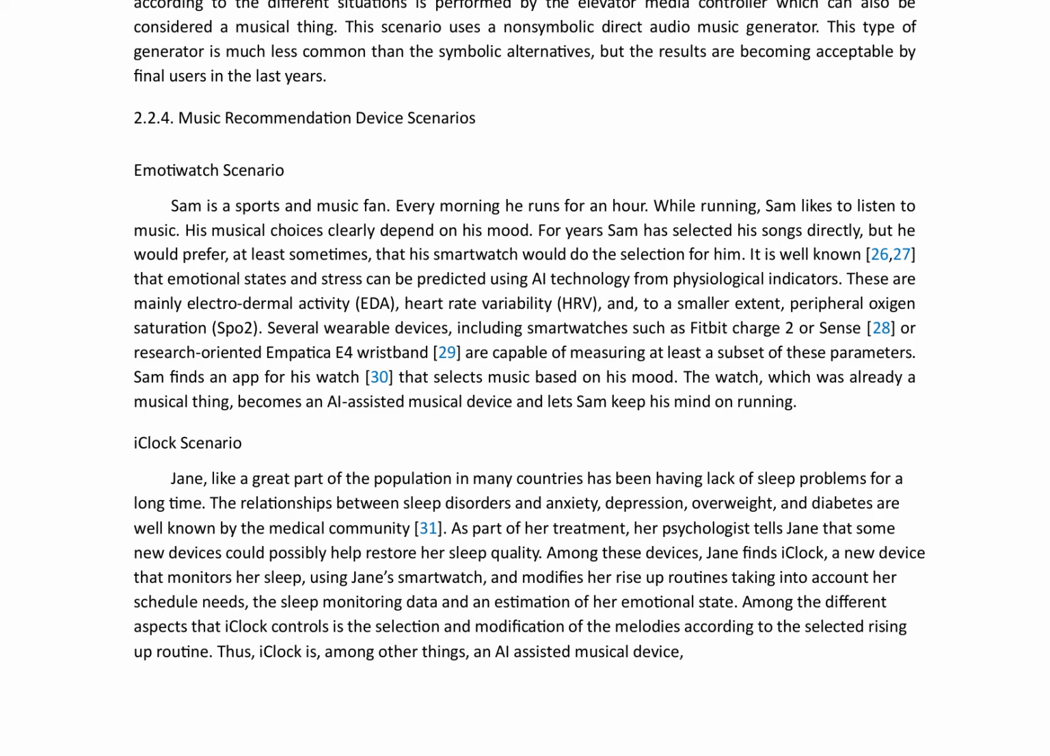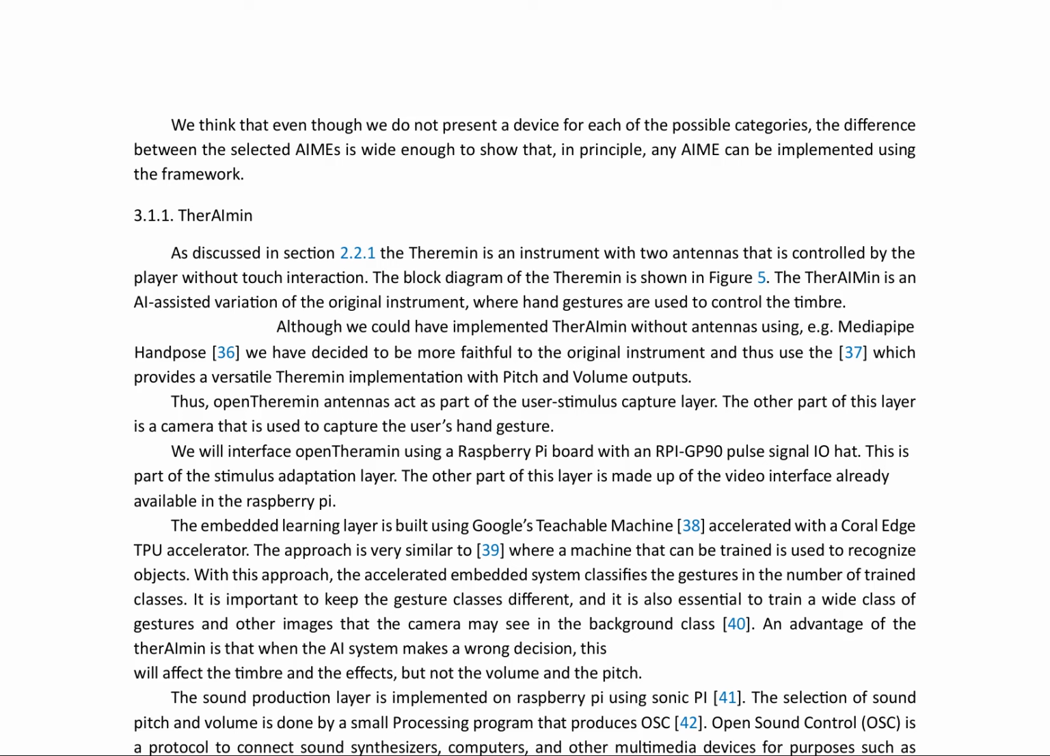A generic architecture for designing musical devices is proposed, consisting of 5 layers: user stimuli capture and processing, embedded learning, music adaptation, music production, and user feedback. This architecture is illustrated in Figure 4.